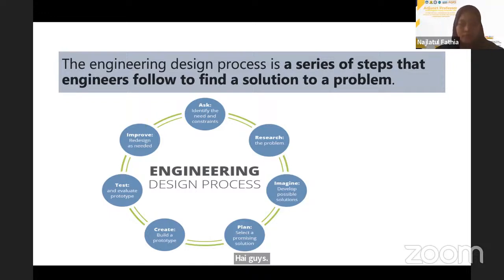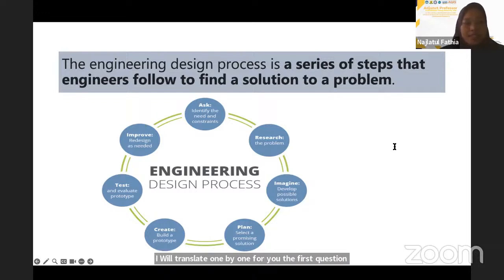Laura, there are some questions in the chat box. I will translate them one by one for you. The first question is, what is the limitation of using STEM and the engineering design process in engineering education that we can anticipate? That's the first question.